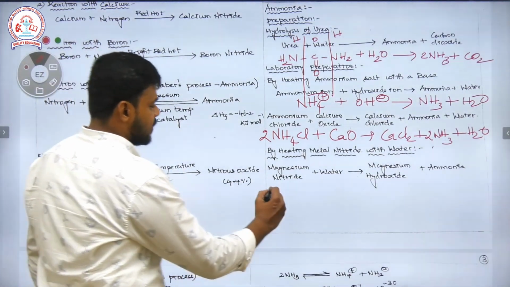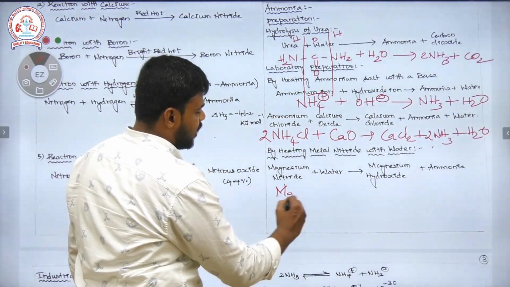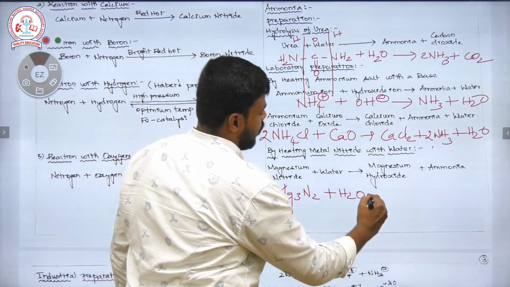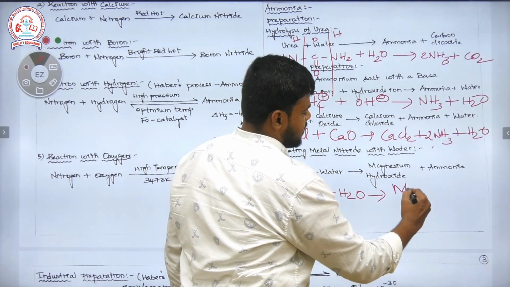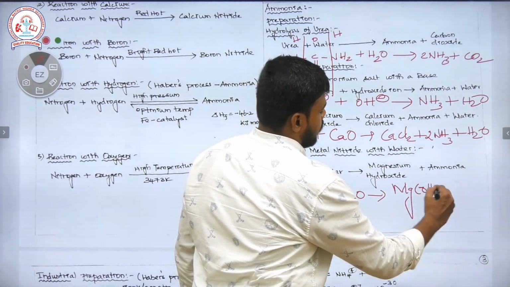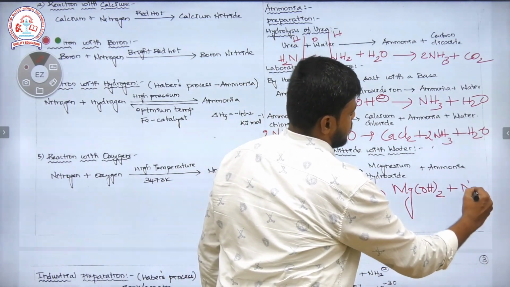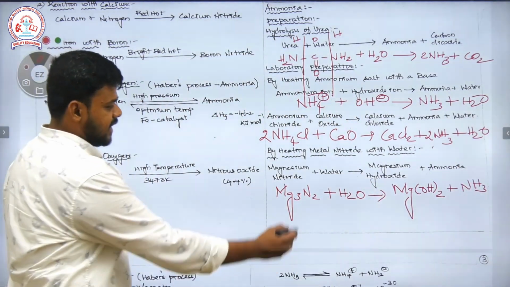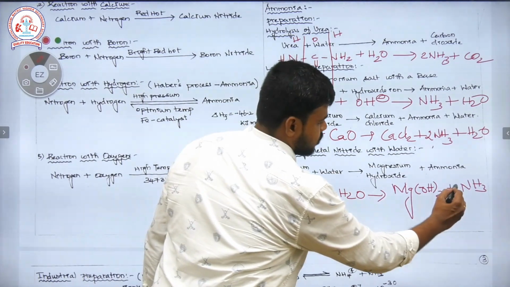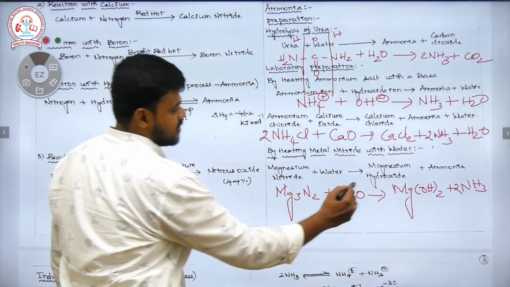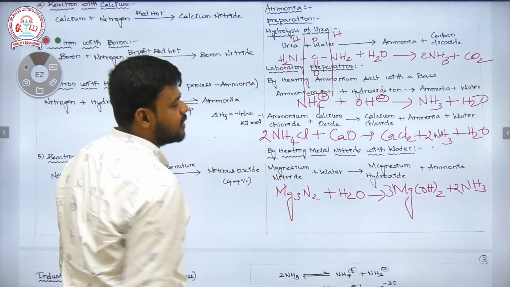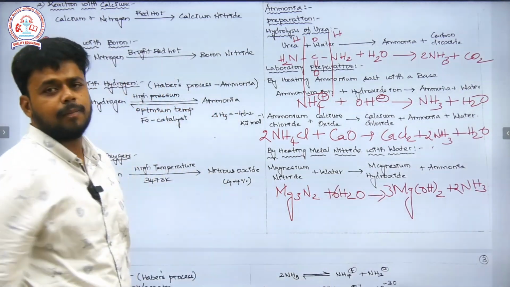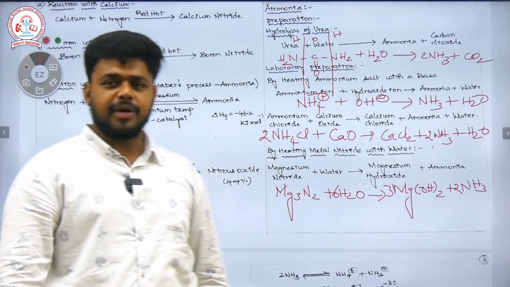Okay. Then magnesium nitride. Magnesium nitride has a molecular formula Mg3N2, reacts with water to form magnesium hydroxide, which is Mg(OH)2, plus NH3 ammonia. So to balance, since nitrogen is 2 here, I'll make it 2 here. Then magnesium is 3, I'll make it 3 here. So totally we have 12 hydrogen and 6 oxygen, so I'll make it 6 here. So to balance, that's all. So this is regarding the preparation of ammonia.